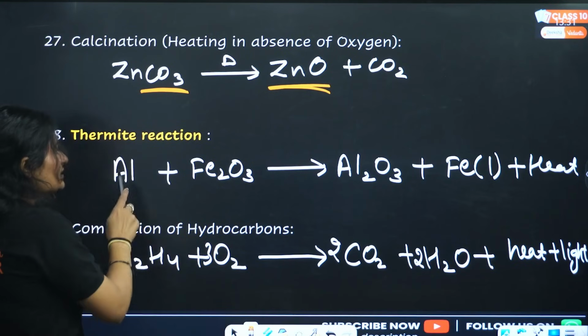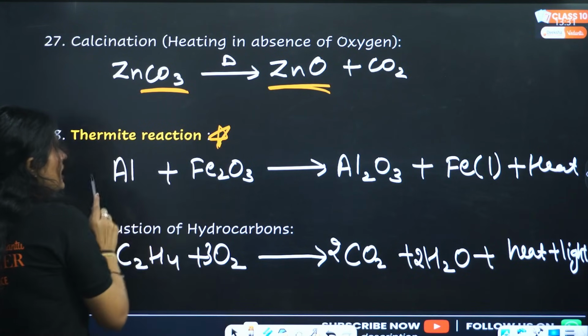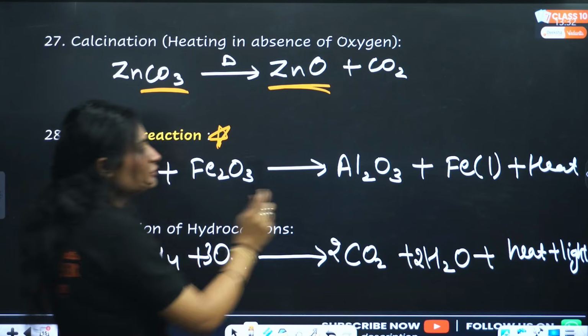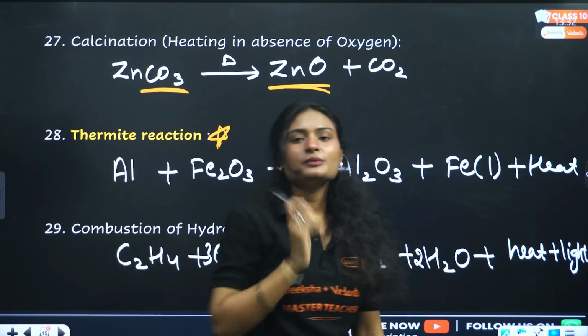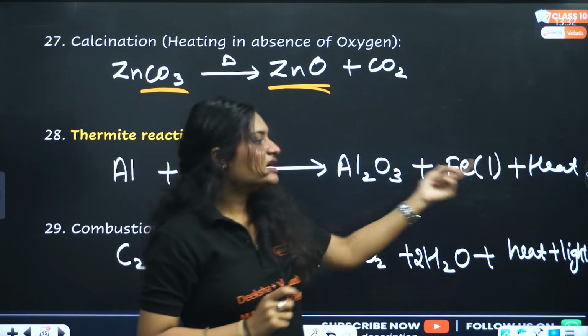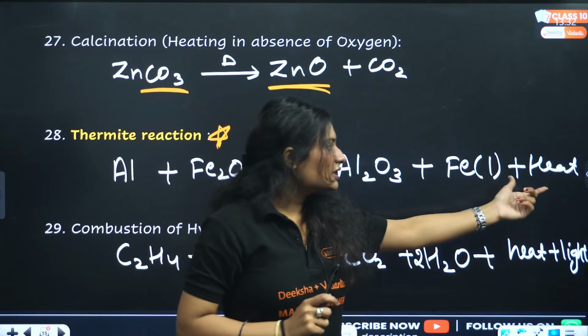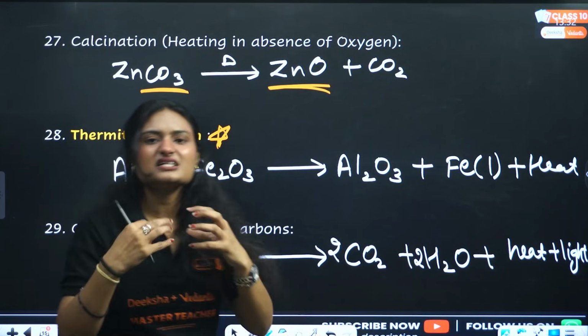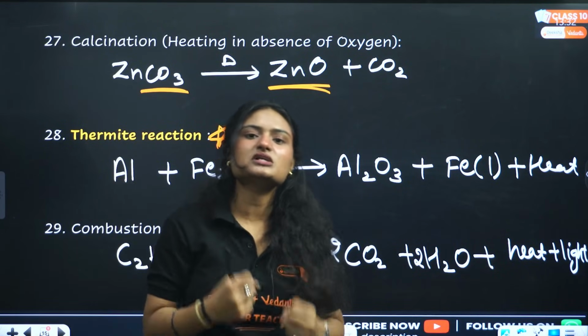Thermite reaction, very important. Aluminum reacts with iron oxide. We get aluminum oxide and iron. Now there's a lot of heat released, it is highly exothermic, right? And due to this heat, iron gets melted. Now this melted iron is used to join the broken railway tracks.